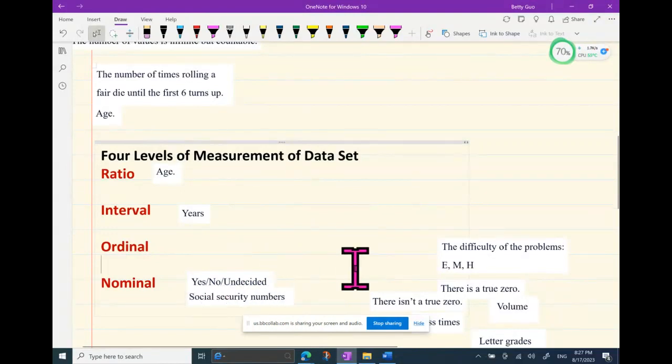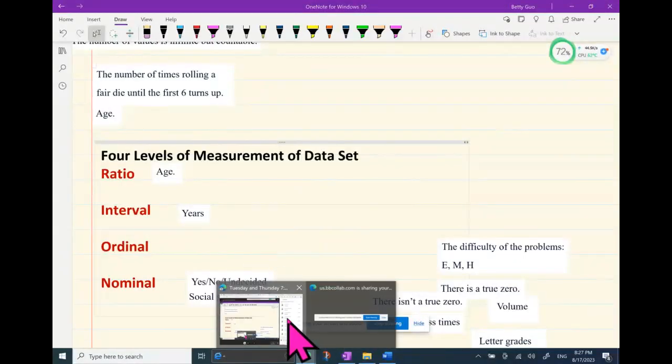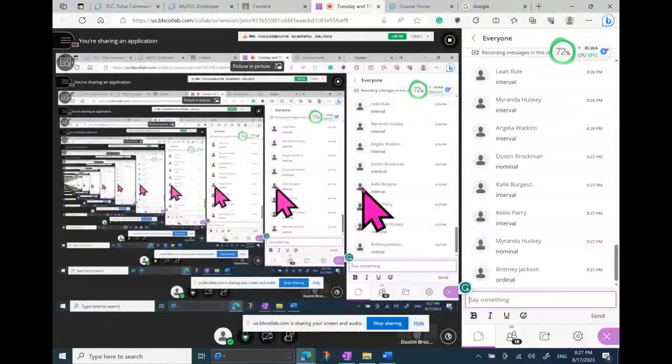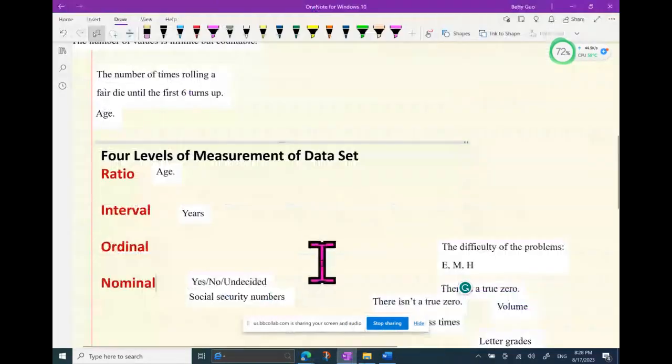I would say nominal is just the labels, like eye color. It represents you. It's like your name, right? Yeah, your social security number represents your identity. I would say it is nominal, not ordinal. Do you guys agree? Not ordinal. I don't think you can order them. No, I don't think you can order them. Okay, yeah, it is nominal.